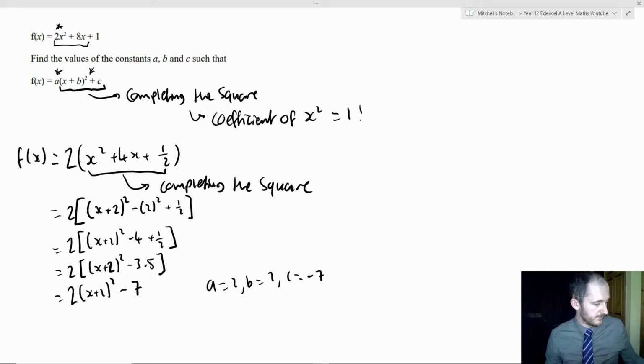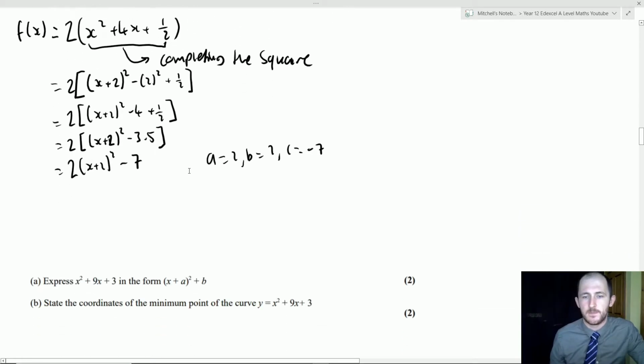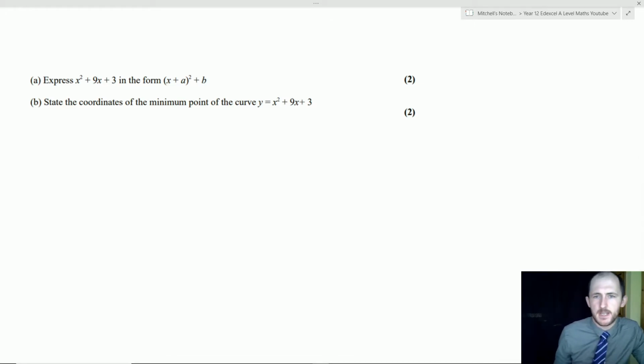Not too shabby. So if we keep going, I believe... Okay, yeah. We've got a few more questions before we get onto the discriminant. Discriminant really isn't that bad. I think you'd be fine with it. But let's do it. Again, this means completing the square, because it's the only way we can get a quadratic in this form.